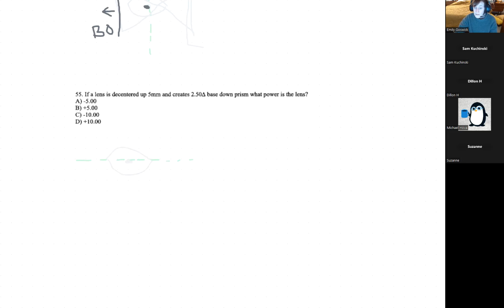So even though its base or apex should have been on the green, in fact, its base or apex is going to be on the yellow. So we know that it's up here. How can we get it to be base down prism? So let's figure out, is it going to need to be a plus lens or a minus lens?